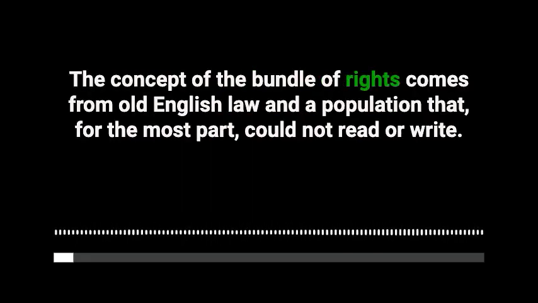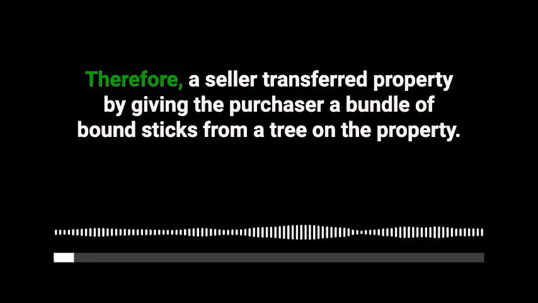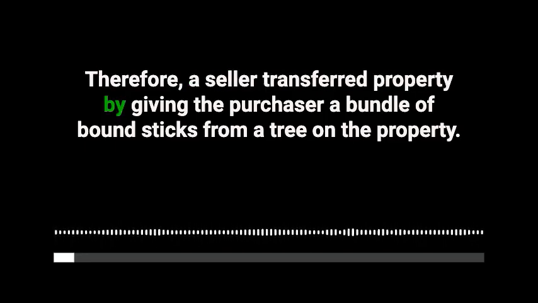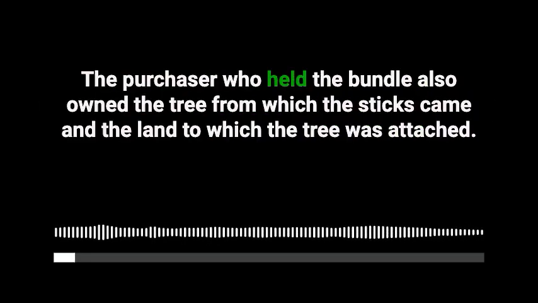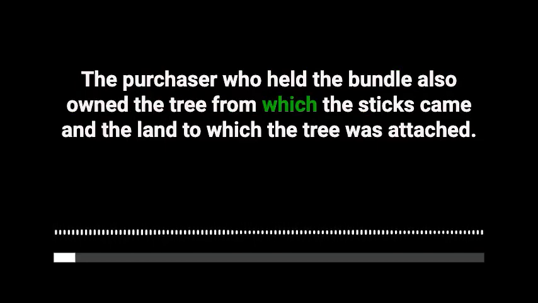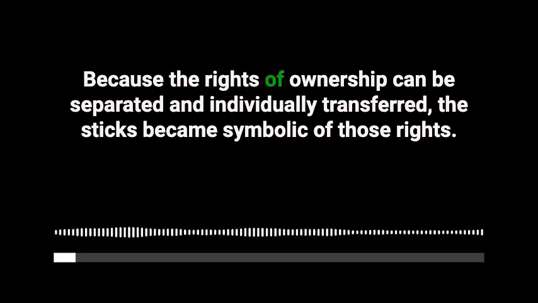Bundle of legal rights. The concept of the bundle of rights comes from Old English law and a population that, for the most part, could not read or write. Therefore, a seller transferred property by giving the purchaser a bundle of bound sticks from a tree on the property. This process was referred to as a livery of seisin. The purchaser who held the bundle also owned the tree from which the sticks came and the land to which the tree was attached. Because the rights of ownership can be separated and individually transferred, the sticks became symbolic of those rights.